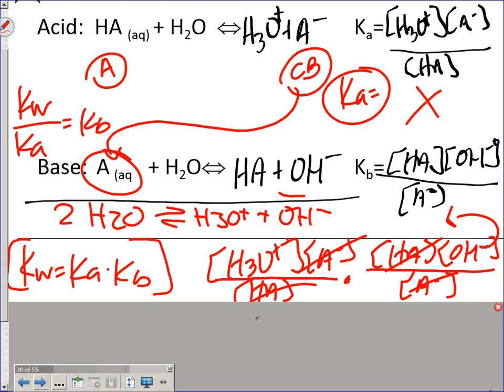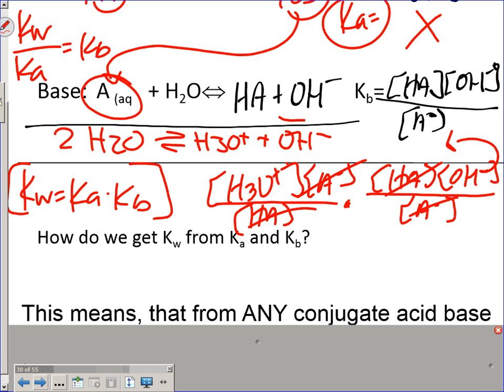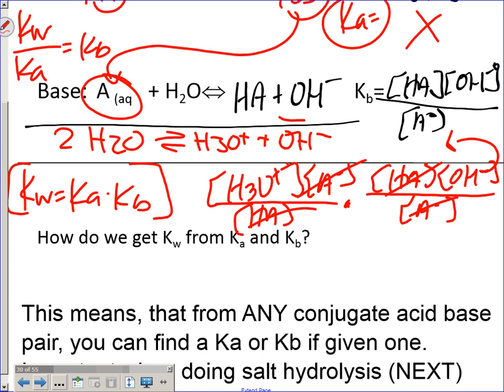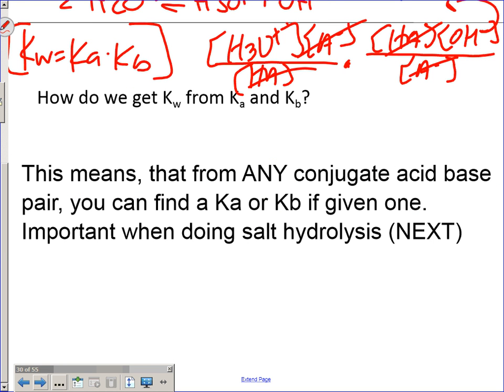Okay. So that's a true statement for any acid conjugate base combination, or any base conjugate acid combination. So for any acid-base conjugate combination, if I give you the Ka, you can automatically get the Kb, or vice versa. If I give you the Kb, you can always get the Ka by using the relationship between Kw, Ka, and Kb. Sorry, I said K. Okay? Potassium? Let's do this.